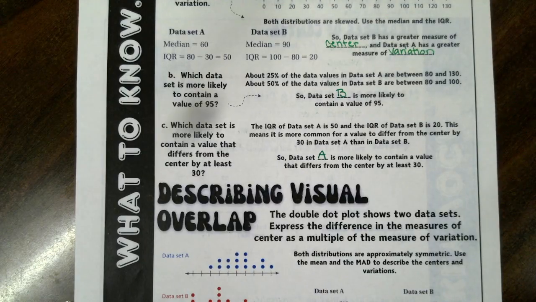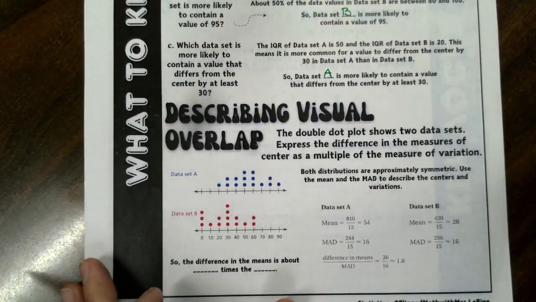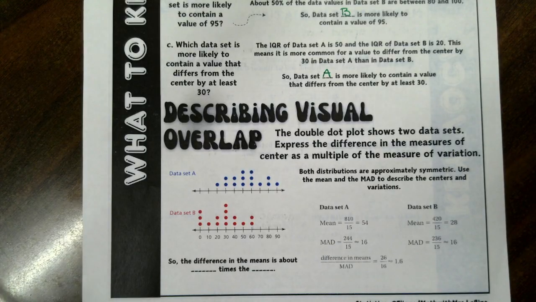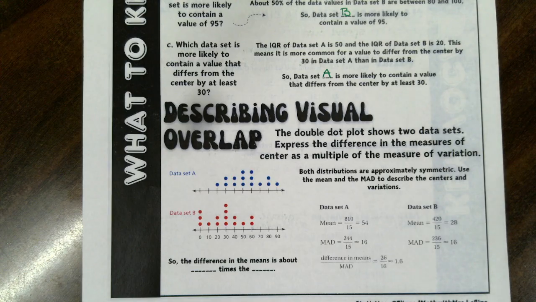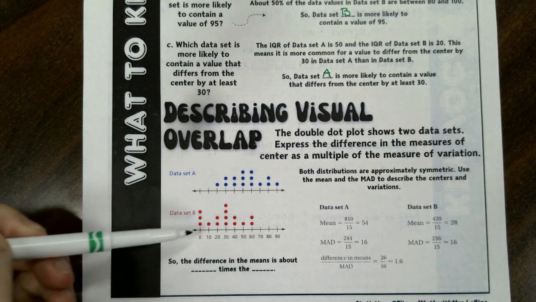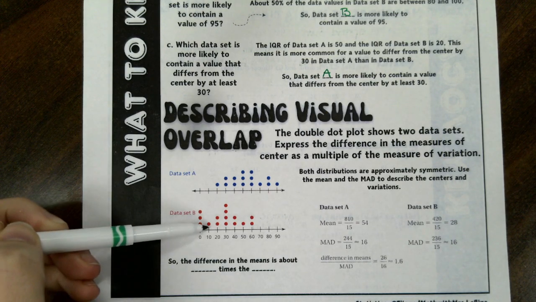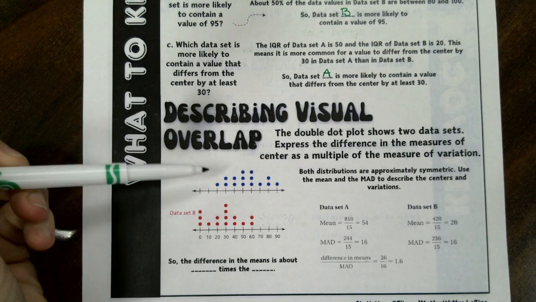Okay, let's look at this last question. Describing visual overlap. A double dot plot shows two data sets. Express the difference in the measures of center as a multiple of the measures of variation. So here are my dot plots. We plot a dot for each value that applies to that number. So that's how a dot plot works.